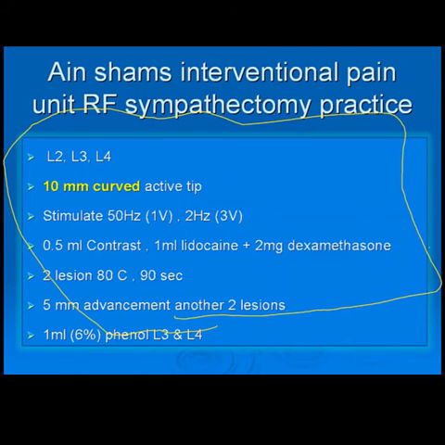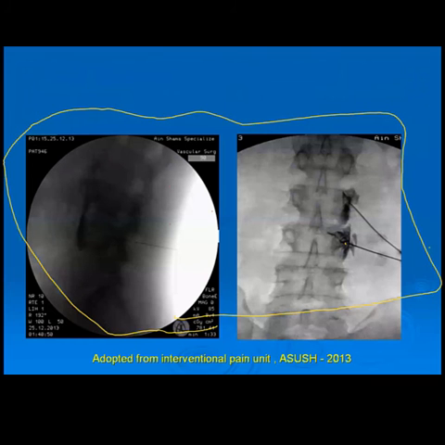If the patient gets a good response, we don't put phenol. If the patient is still not feeling a good response after the radiofrequency and the warmth didn't give a good outcome, then we put sometimes 1 ml of phenol. And we do it only on L3 and L4. So we combine both of them.